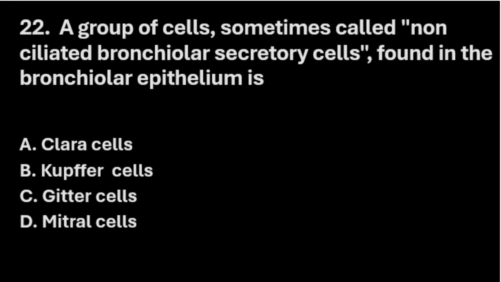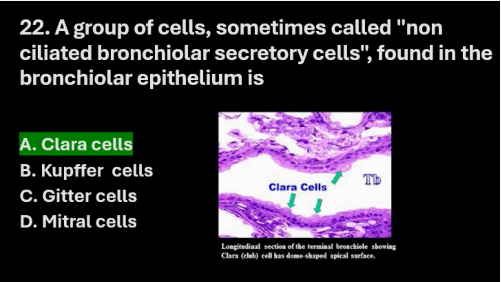Next question. A group of cells, sometimes called non-ciliated bronchiolar secretory cells, found in the bronchiolar epithelium is option A, Clara cells, option B, Kupffer cells, option C, Deiters cells, and option D, mitral cells. The right answer here is option A, Clara cells. You can see the diagram of Clara cells, which are found in the bronchiolar epithelia.